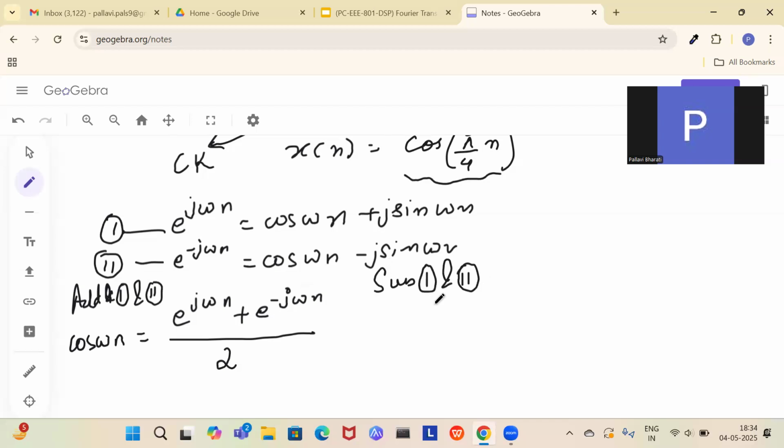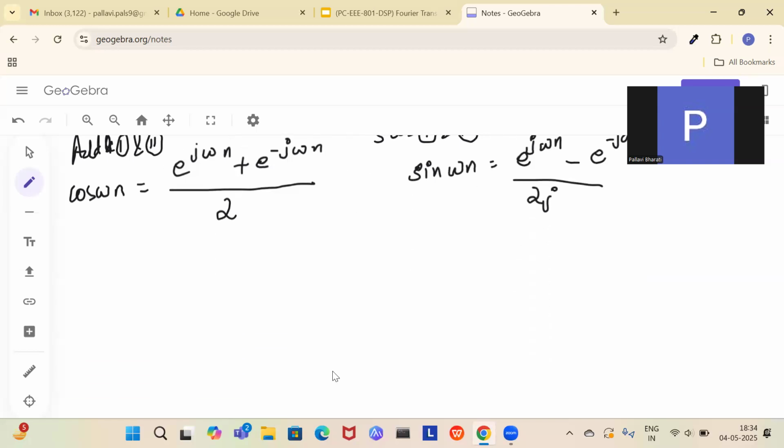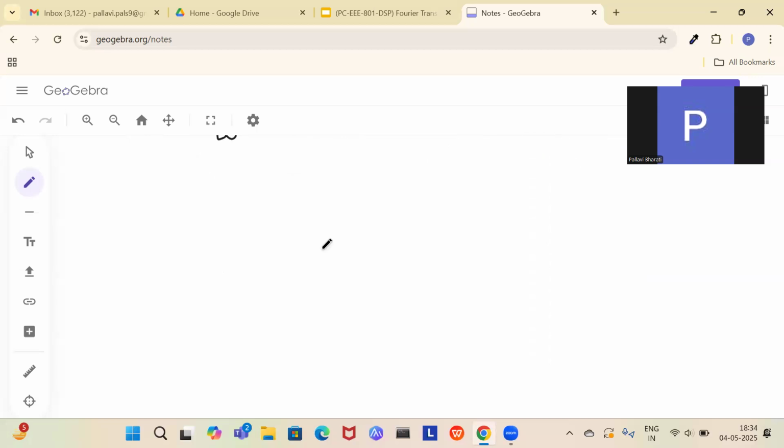If I subtract 1 and 2, then on this side I'll get 2j sin omega n, and on this side I'll get e to the power j omega n minus e to the power minus j omega n. So sin omega n is equal to (e to the power j omega n minus e to the power minus j omega n) divided by 2j. Fine.